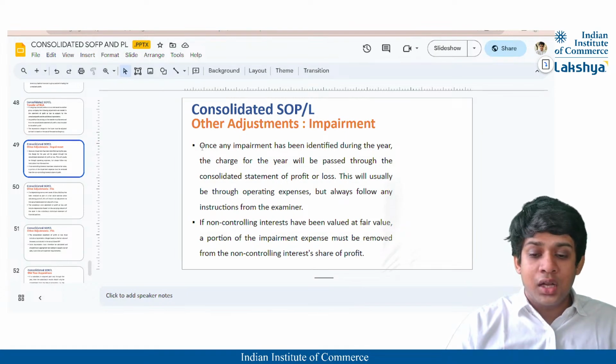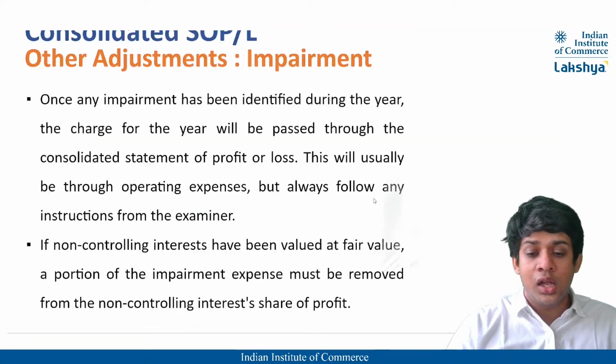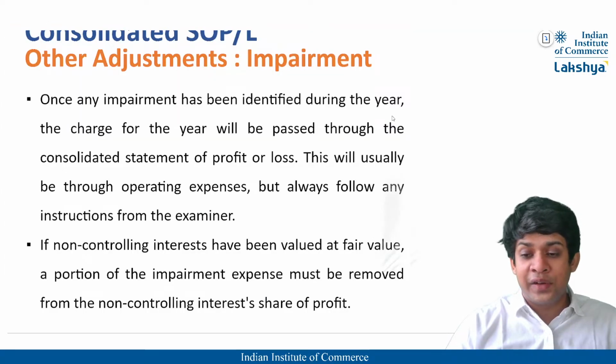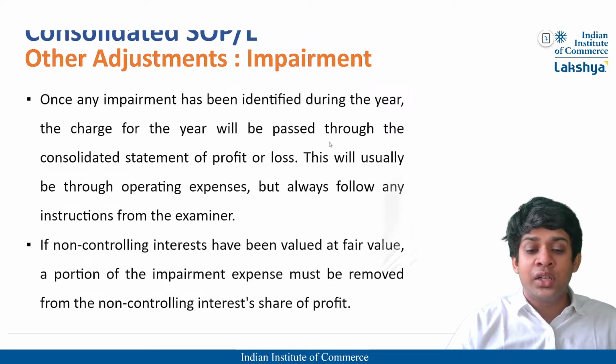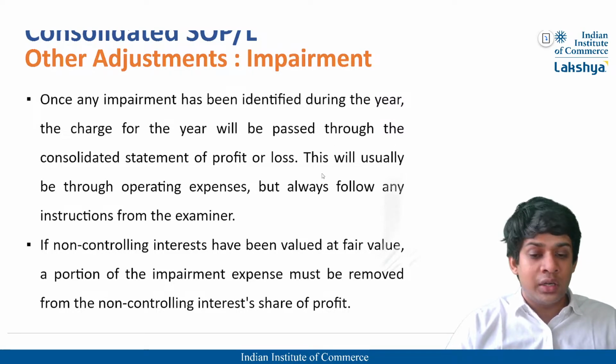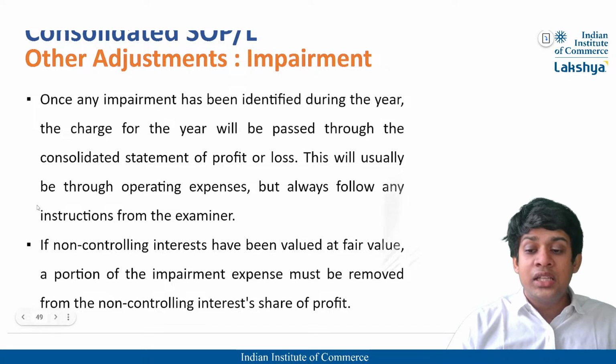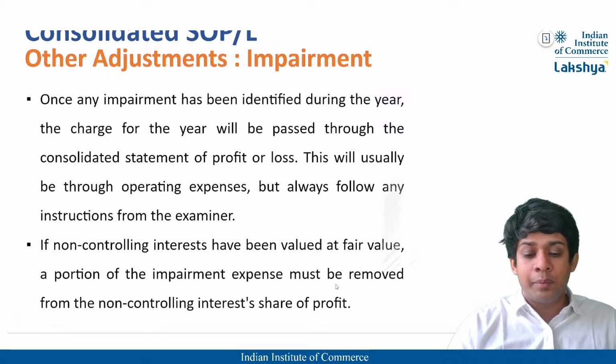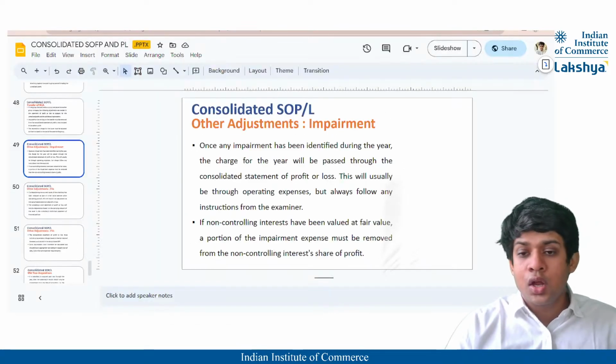Now, impairment. Once an impairment has been identified during the year, the charge for the year will be passed through the consolidated statement of profit or loss. This will usually be through operating expenses, but always follow any instructions from the examiner. If non-controlling interests have been valued at fair value, a portion of impairment expense must be removed from the non-controlling interest share of profit. Okay.